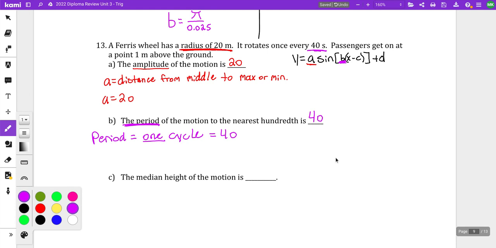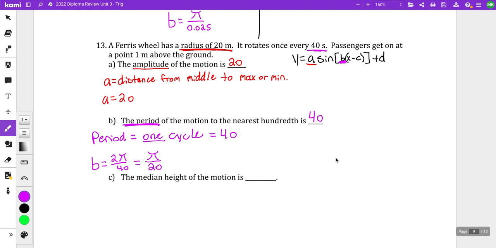Now, if you were making an equation, 40 is not the b value. We are kind of making an equation here because it's good practice for us. To figure out the b value, b is 2 pi over 40, which in our case would be pi over 20. These are different things. They're related, but they're not the same.